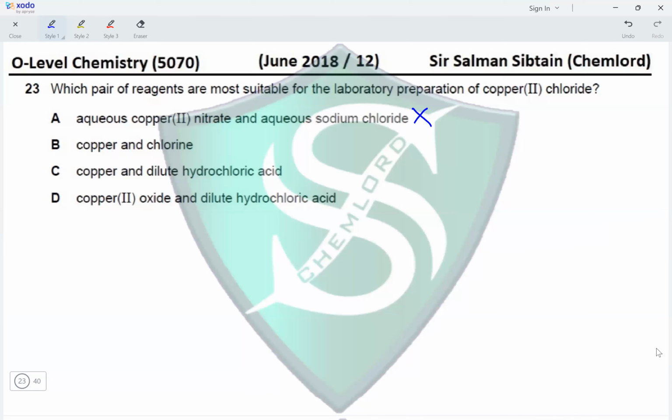Then we have copper reacting with chlorine. This is a metal reacting with a gas. This is also incorrect. Then we have copper and dilute hydrochloric acid. Copper is less reactive than hydrogen. It will not react with dilute hydrochloric acid.